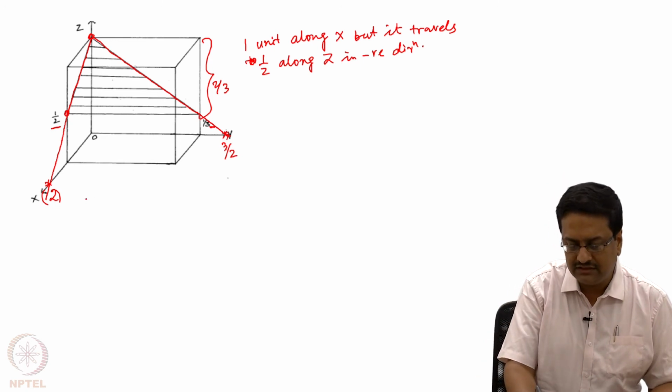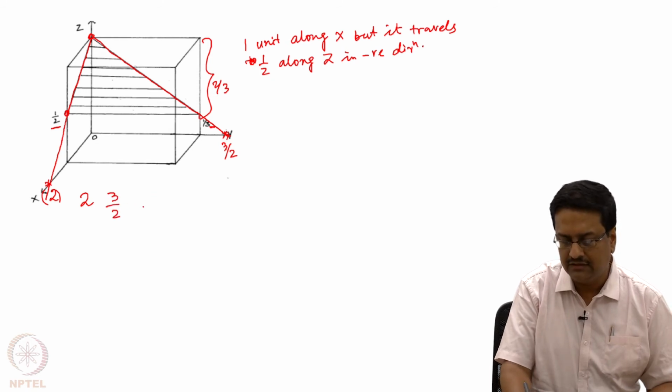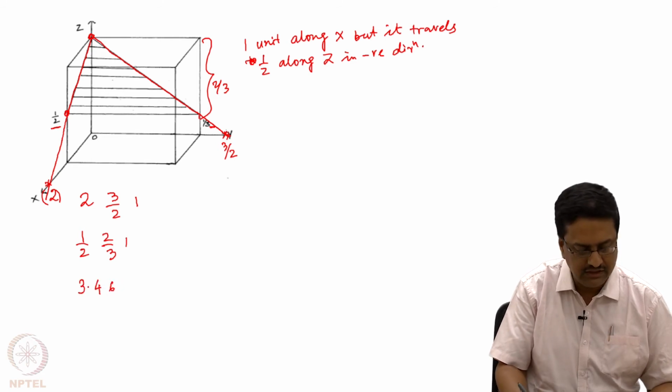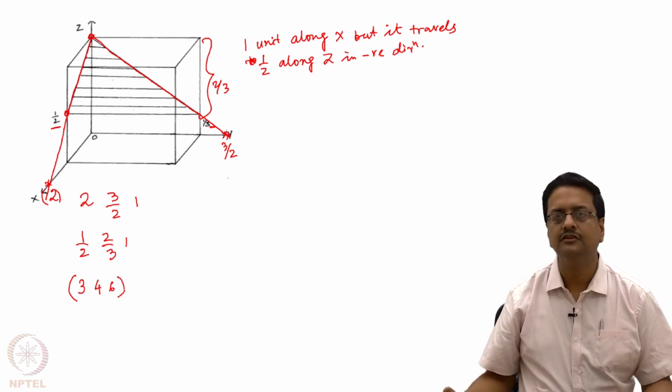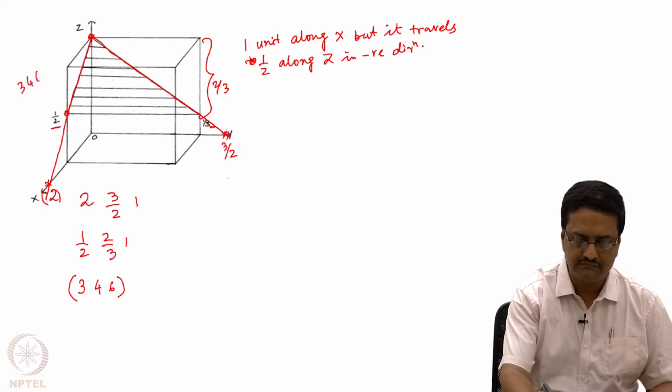So the x-intercept is 2, y-intercept is 3/2 and z-intercept is 1. So you take the reciprocal, half, 2/3, 1, clear the fractions, 3, 4, 6, and this is the Miller indices of that particular plane which is drawn here.